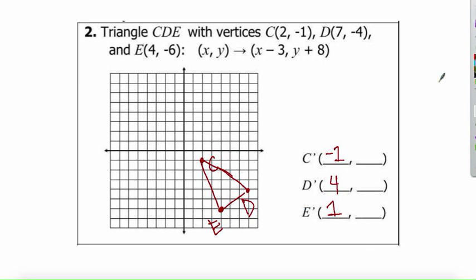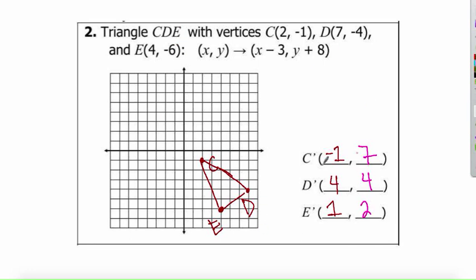Then we're going to look at the y's, and it's telling us for all the y coordinates to add 8 to them. So we've got negative 1 plus 8, which is 7 for C. Negative 4 plus 8, which is a positive 4 for D. And negative 6 plus 8, which is a positive 2 for E.